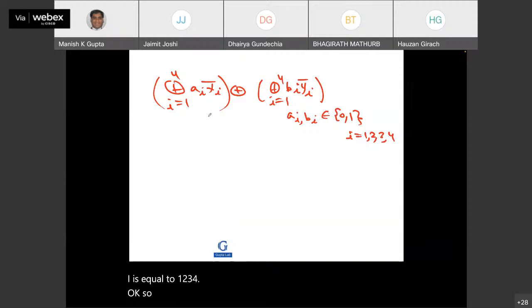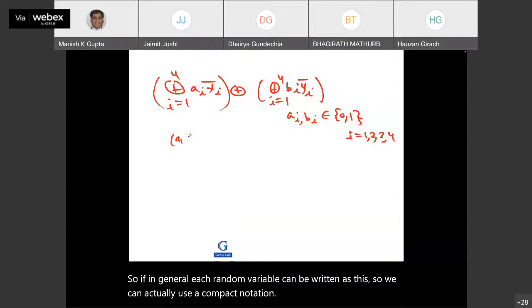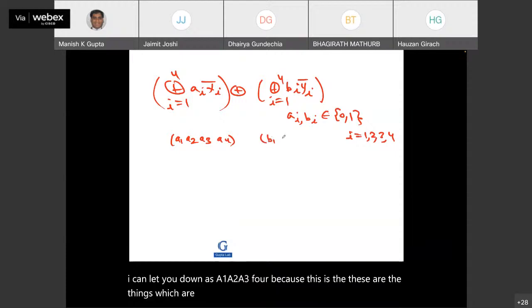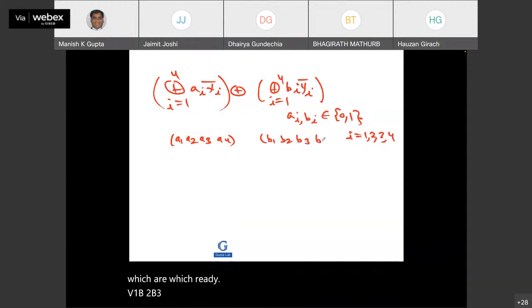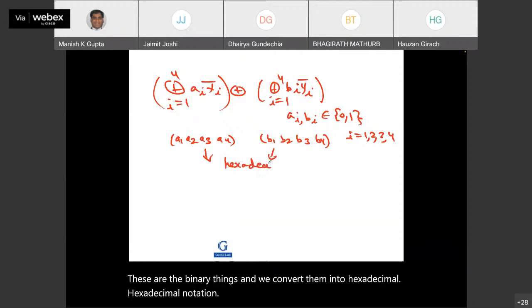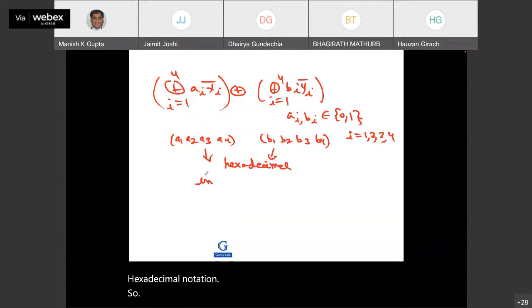So if in general each random variable can be written as this, we can use a compact notation. I can write it down as A1, A2, A3, A4, because these are the things which vary, and B1, B2, B3, B4. These are the binary things, and we convert them into hexadecimal notation. This we call the input sum, and this we call the output sum.